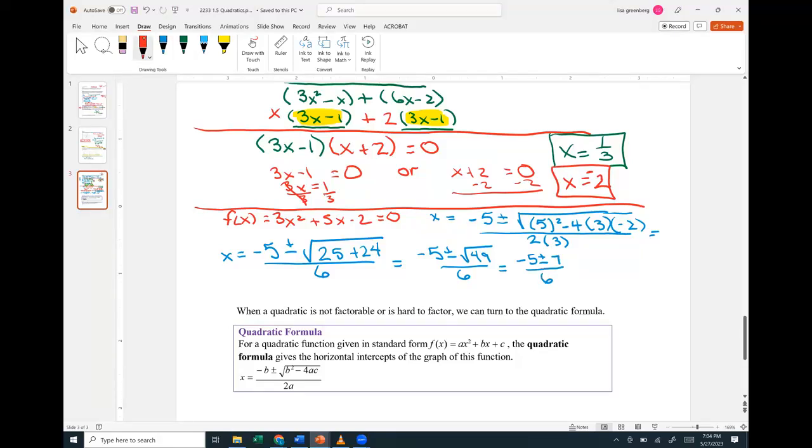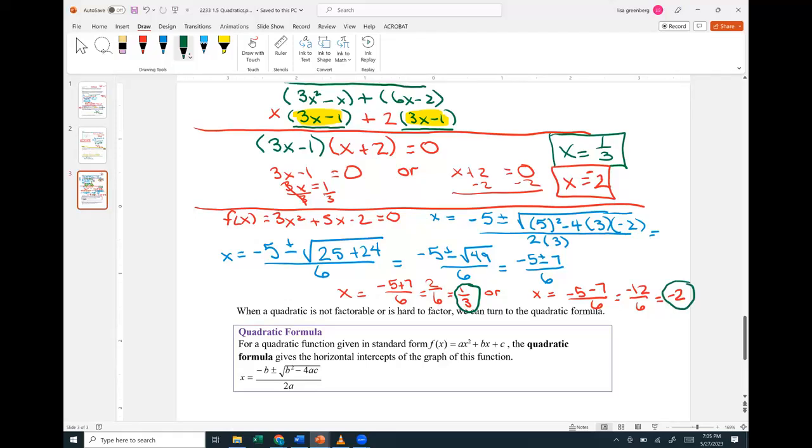Okay? What does that mean? That means x equals (-5 plus 7)/6, or x equals (-5 minus 7)/6. Let's simplify. This is 2/6, which is 1/3. Perfect. That's exactly what we got before. And this is -12 divided by 6, which equals -2. Again, exactly what we got before.